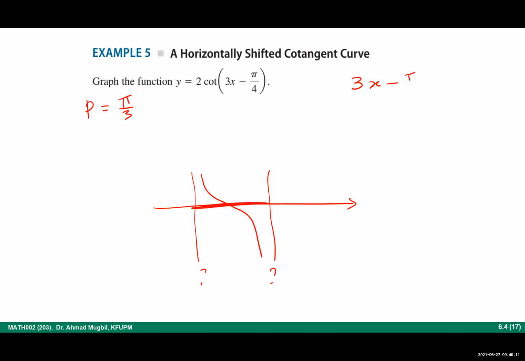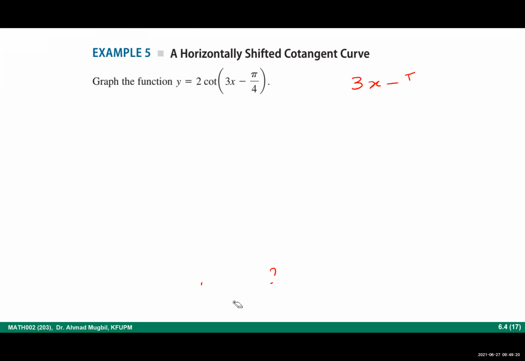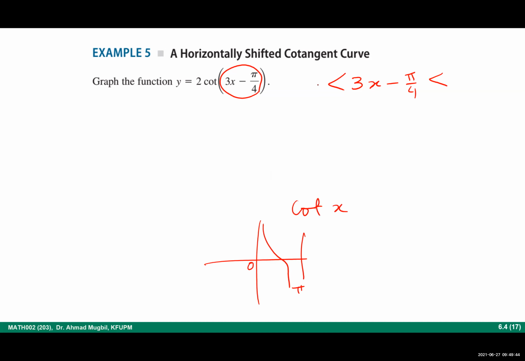What we will do, Shabab, we will put the argument. There are two methods, I told you. But let me, before doing anything, the best way is to put the argument, what is inside cotangent, between what and what? Do you remember what we said? What is the original graph of cotangent? It is from 0 to pi, the original graph for cotangent x, when we have only cotangent x. So now it will be between 0 and pi.